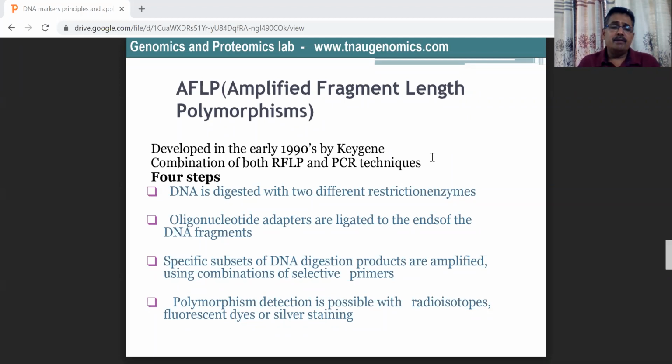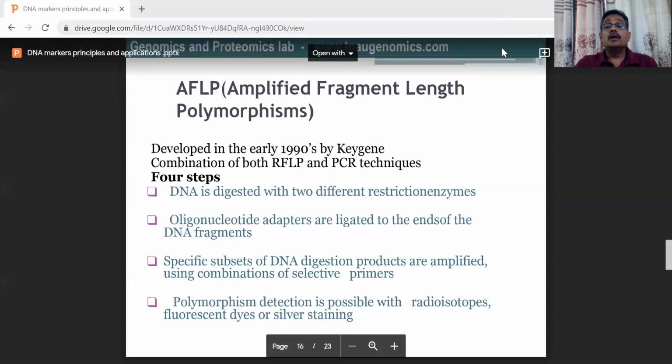The AFLP was first developed in 1990 by Keijin, and it is a combination of RFLP and PCR techniques. Some of you have already read this in your previous courses. So the point I want to share is that there are 4 steps in AFLP.